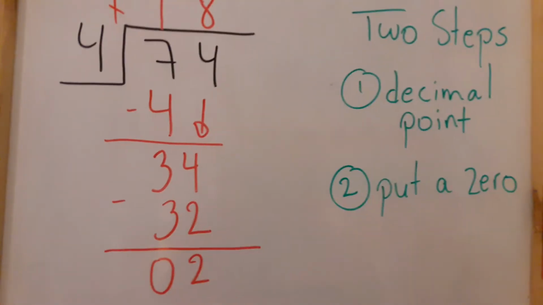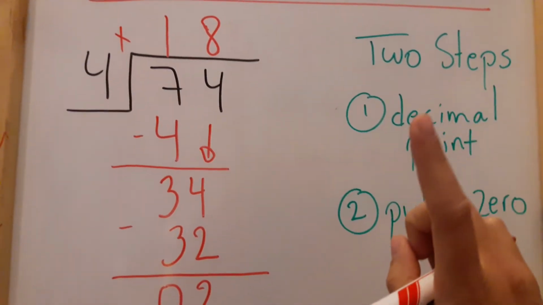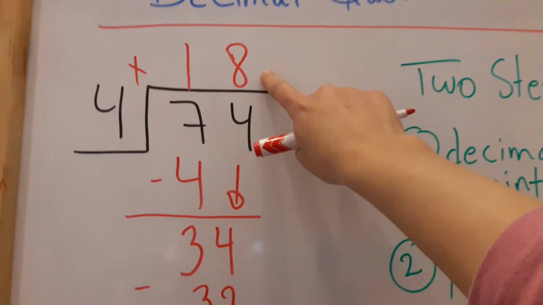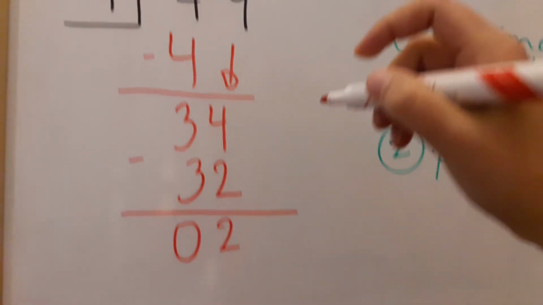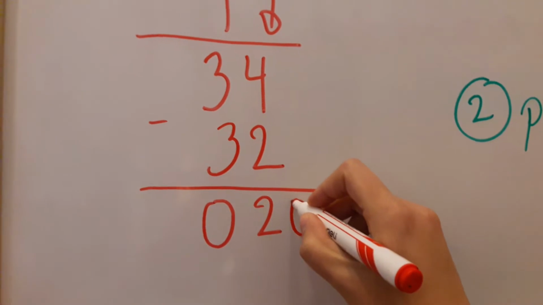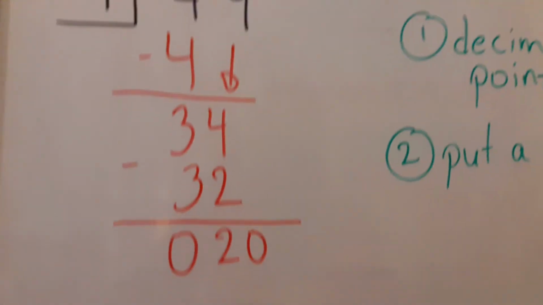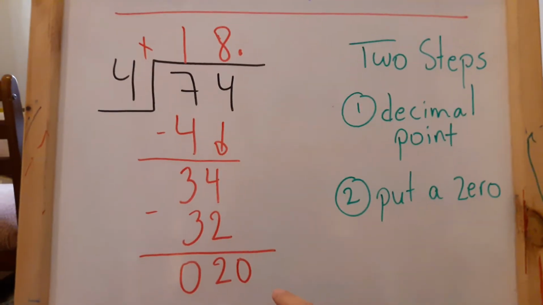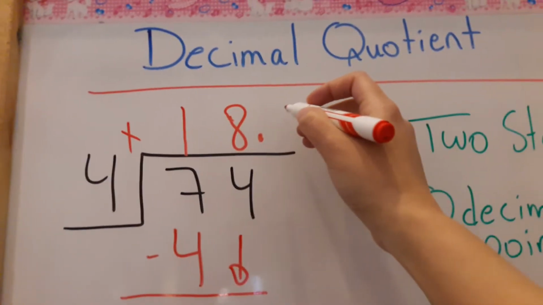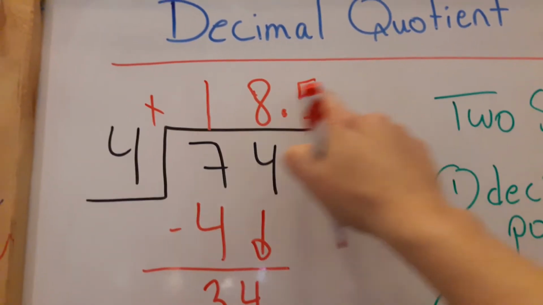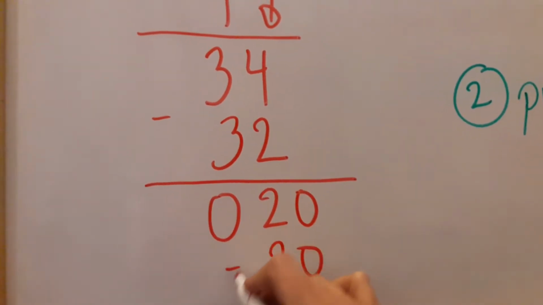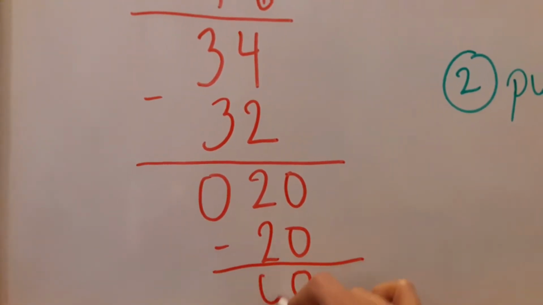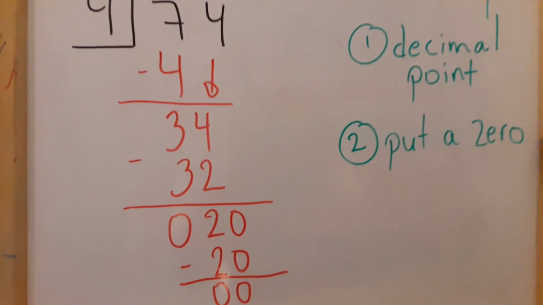Now, we agreed that we have to put a decimal point here, and next to the remainder a 0. So I'm having a 20. 4 times what gives me 20? 4 times 5. So I'm going to put after the decimal point a 5. 5 times 4 is 20. Then we subtract: 0. Do I have a remainder? No.